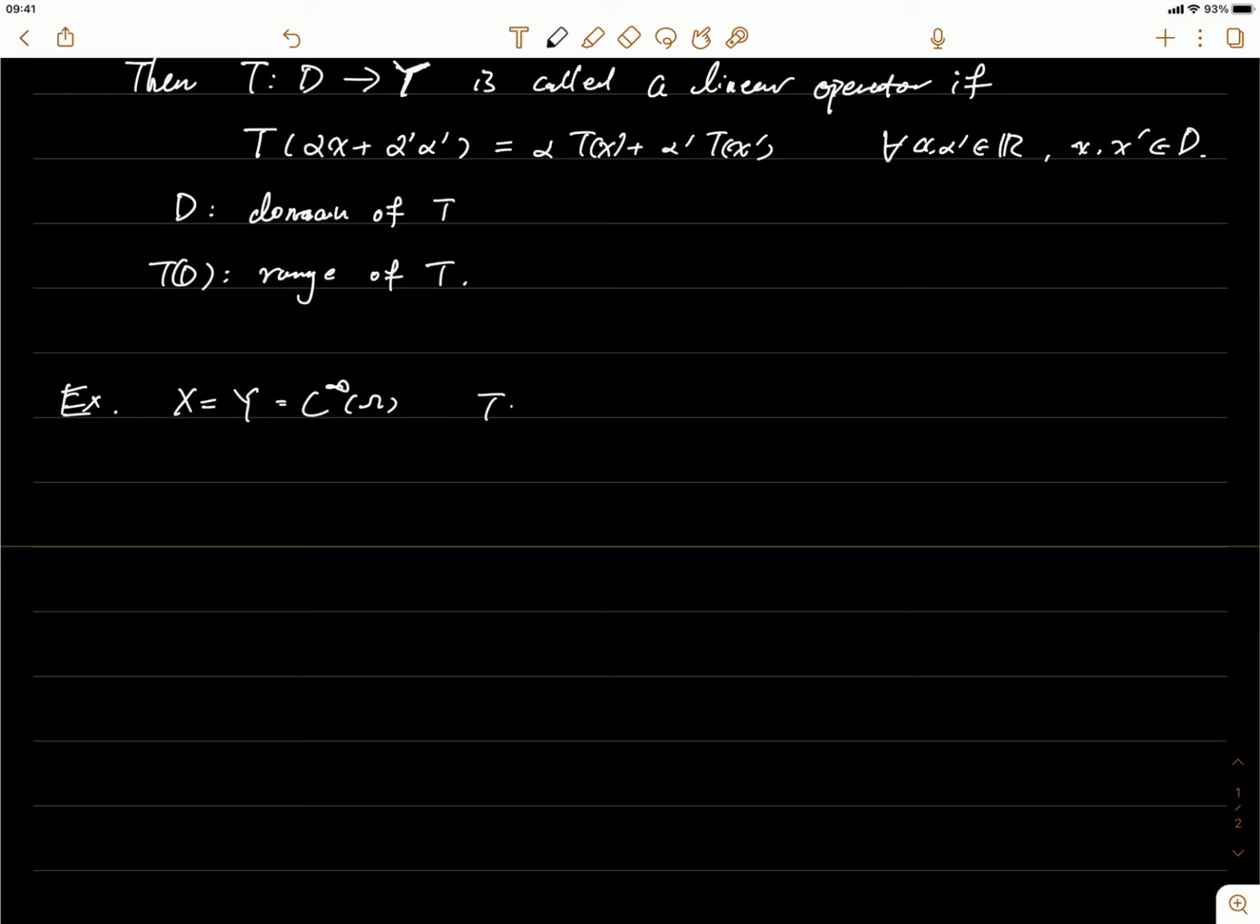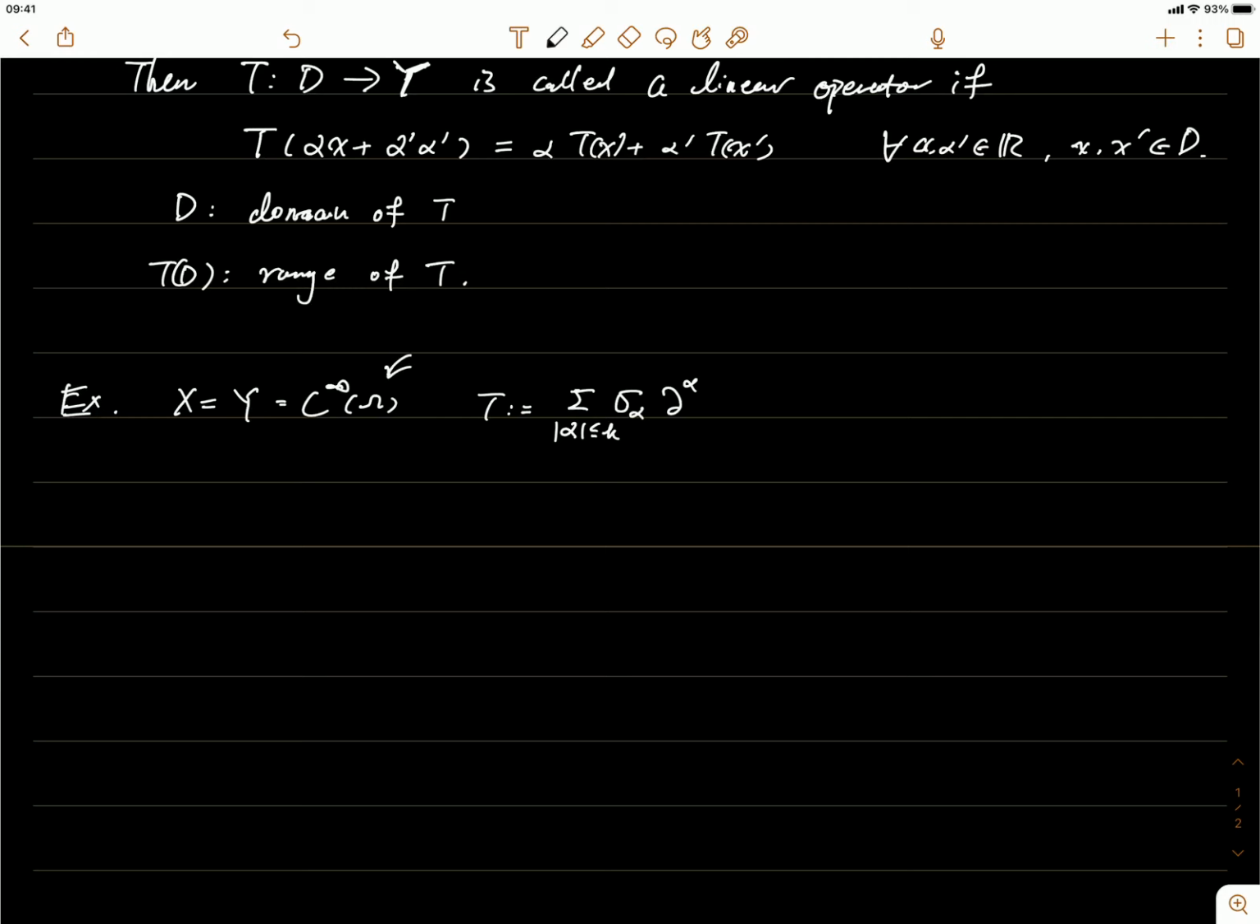Then you can consider T to be, say, the sum of sigma alpha D alpha, where alpha is less than or equal to k. So alpha is a multi-index.